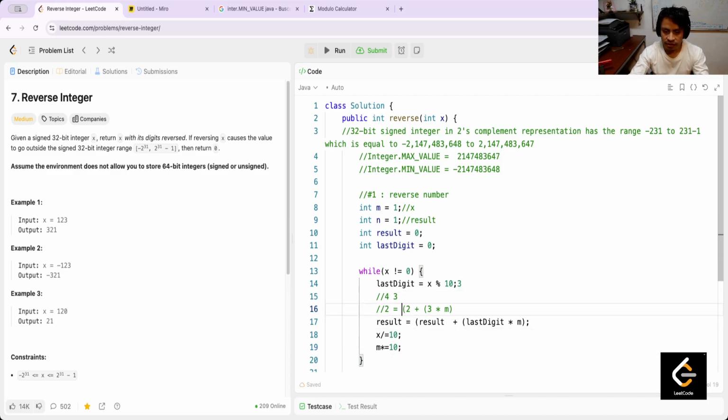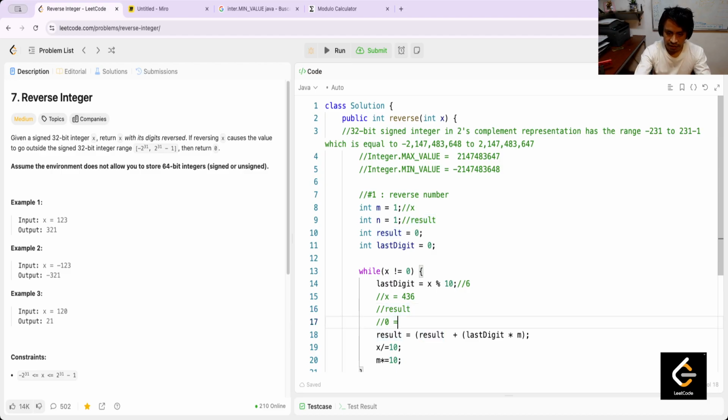Multiplied by this. Okay, let me do again this desktop test with this number. The first time x is equal to this, result is equal to 0. Okay, and now we have this number, 436, which is different to 0. Get the last digit, in this case is 6.